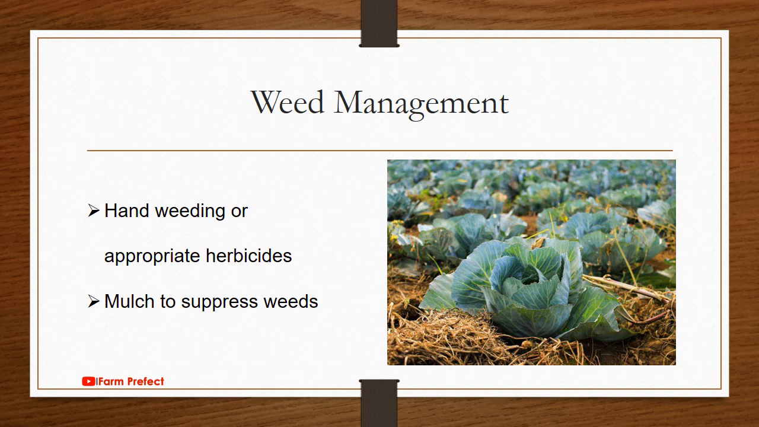Weed management: hand weeding or appropriate herbicides. Hand weeding is one of the best methods, just that it involves a lot of dedication. But there are also selective weedicides that you could rely on. Speak to your extension officer or your agronomist and they will help you out. But you should be very careful when applying chemicals to cabbage, because these things are consumed fresh.